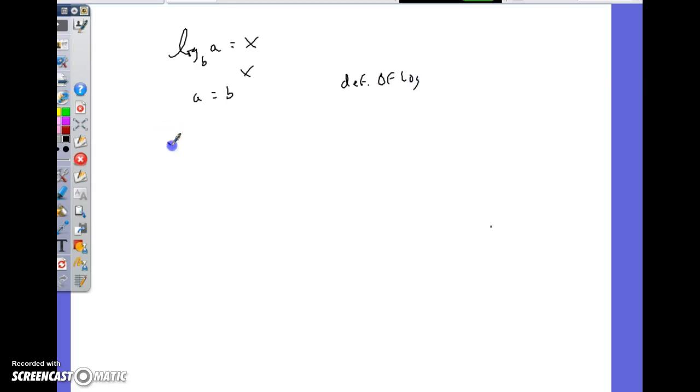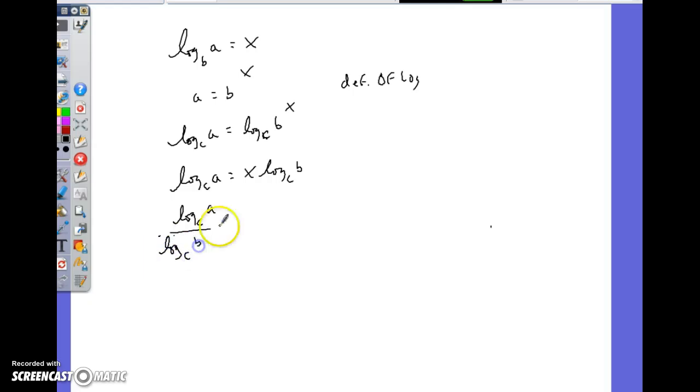And then I'm going to log both sides, base whatever I want. Probably base 10 or base e, right? Either one would work really well. Now we just learned that if you have a power, you can throw it out in front. Agreed? And if I divide both sides by log base c of b, I get log base c of a over log base c of b equals x.